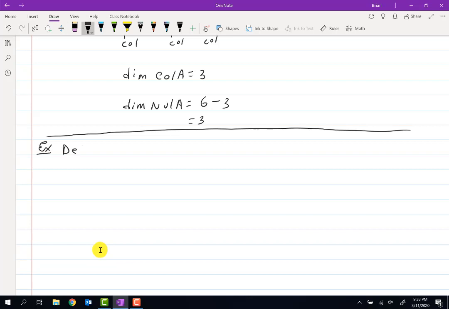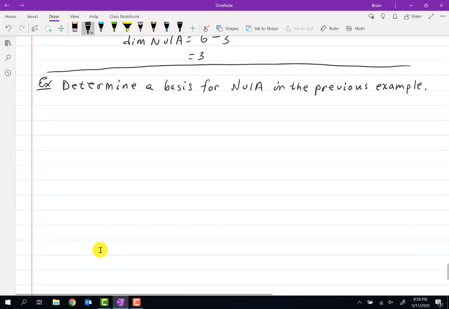Determine a basis for null A in the previous example. So let me start with the original matrix, whittle it down as much as I need to whittle it down to get the answers that I want. We already know that the dimension is going to be 3, but I want to show it quite clearly. So what we're going to be looking for is to take the original matrix.